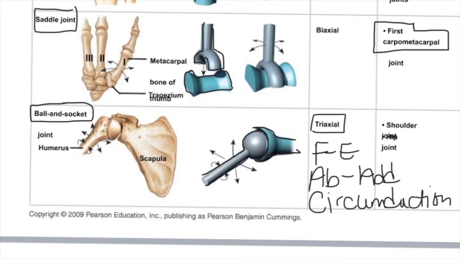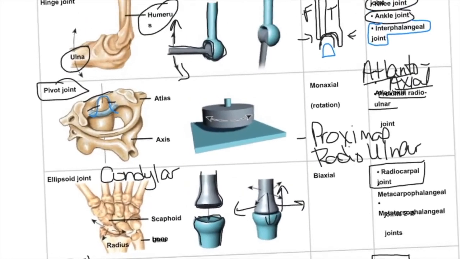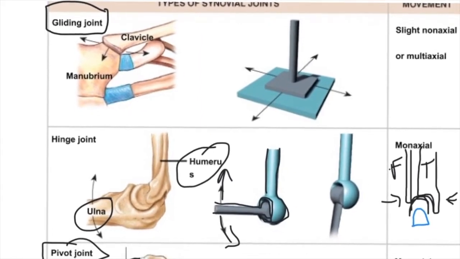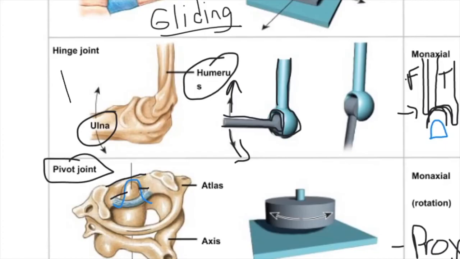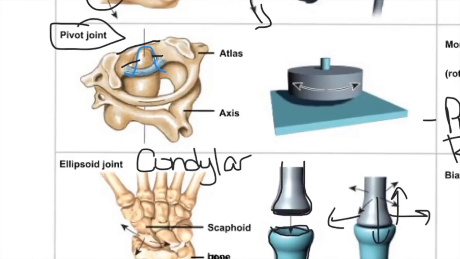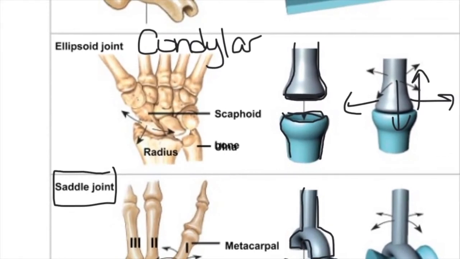So let's go back over the other ones so that you know what type of motion you can get with each one. The type of motion that you get with a gliding joint is just gliding. That's all you get. Gliding, one bone gliding against another. With the hinge joint, the only motions you're going to get here are flexion and extension. Just flexion, extension. With the pivot joint, you're going to get a special type of rotation. With a condylar joint, you get a little more motion, you're going to get flexion, extension, abduction, and adduction.